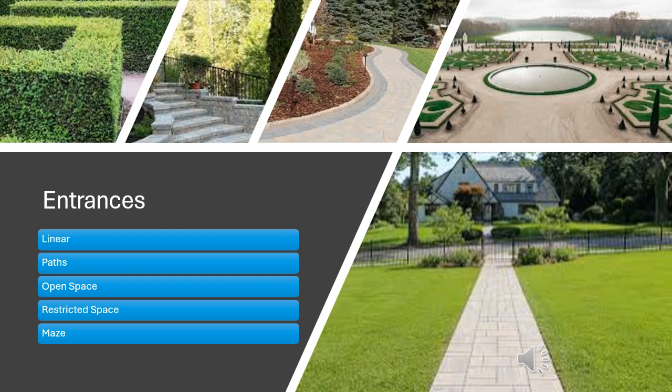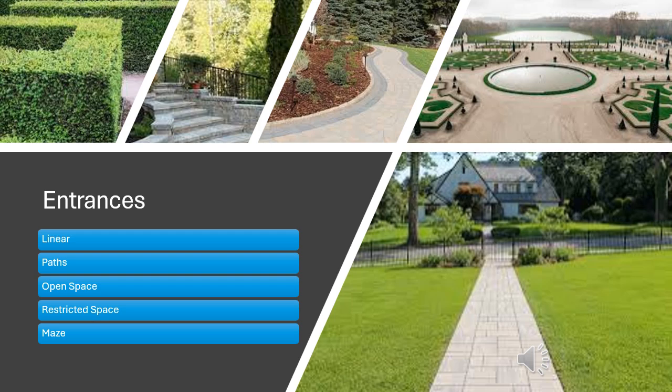So there are different types of entrances. There's the linear, there are paths. When I say linear, it's a straight line and people just walk through a straight line all the way to a front door. Paths are very casual. Sometimes they're not even concrete or anything. They're beaten down and they lead to an entrance.